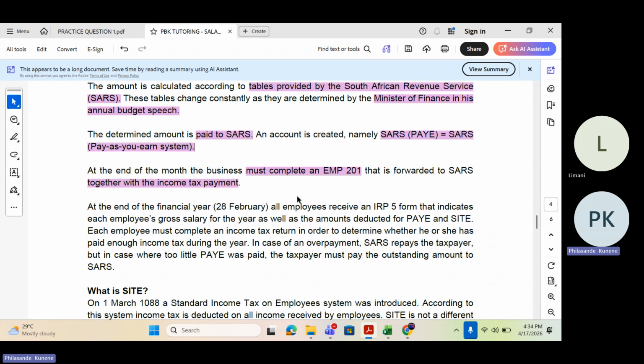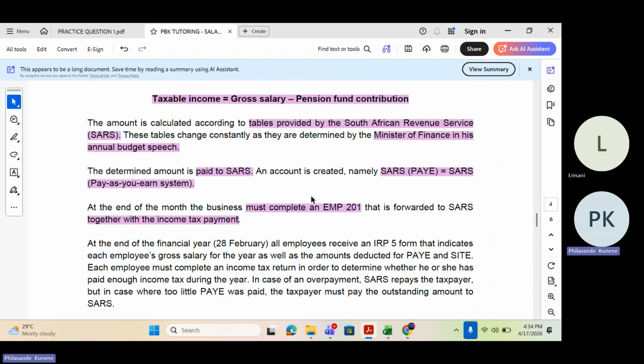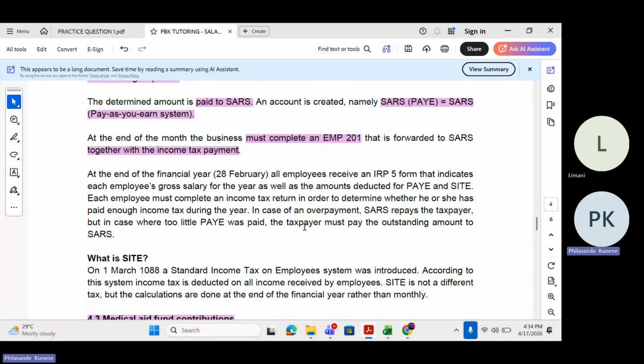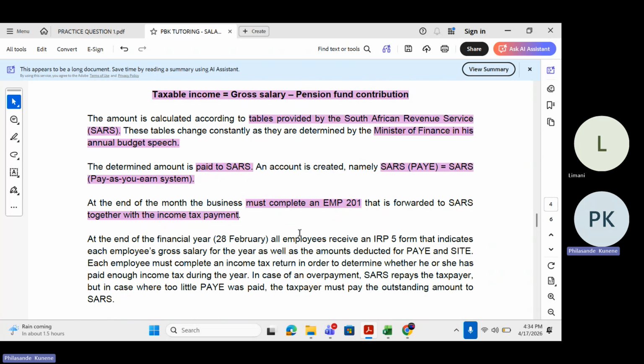Are you still following? Yes, yes. Okay, what is more important is that you have to understand that pension fund is deducted, income tax is deducted, right? That one is a must. You need to understand that. But certain things here are in detail, obviously. You're still going to learn more about them as you go to grade 11 and grade 12. But you need to understand that SARS tax is paid to SARS, right?